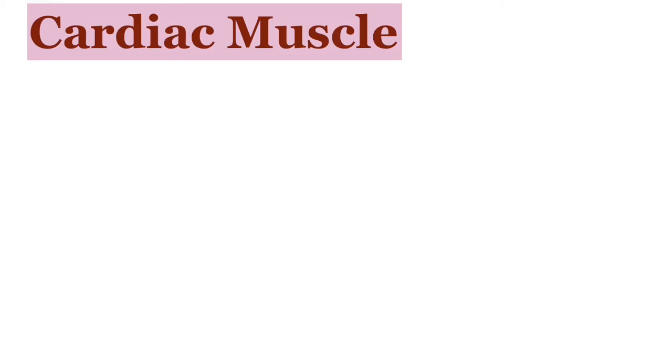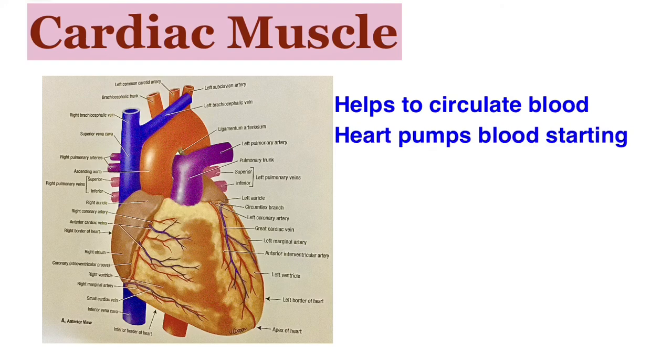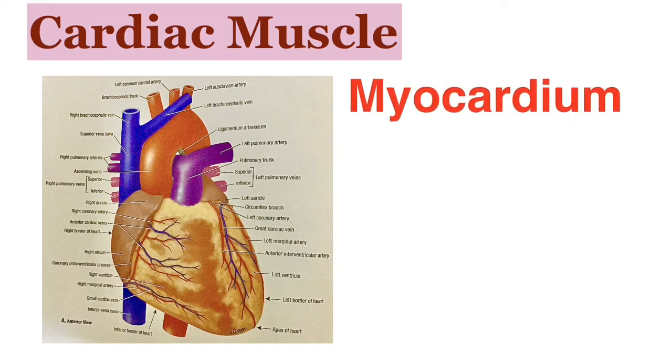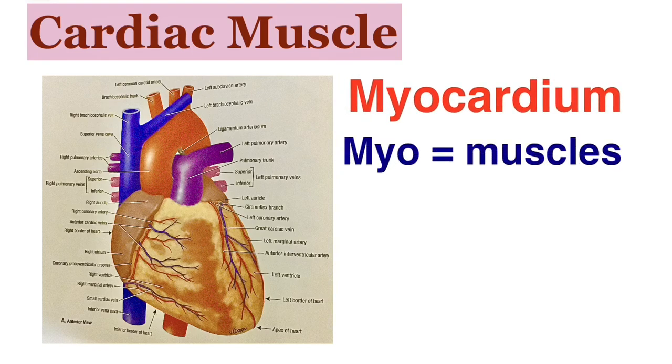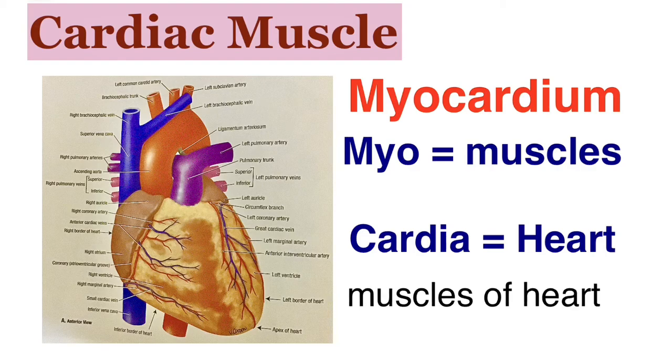Coming to the most important muscle of our body, that is the cardiac muscle. Heart is always special to us. This is the organ which helps in the circulation of blood throughout our body by pumping the blood starting from our birth. And when the heart stops its function of pumping blood, it becomes fatal for our life. That is why the muscles that form our heart is classified separately as cardiac muscles. Cardiac muscles are called myocardium. Myo means muscles and cardia means heart. So muscles of heart is called myocardium.